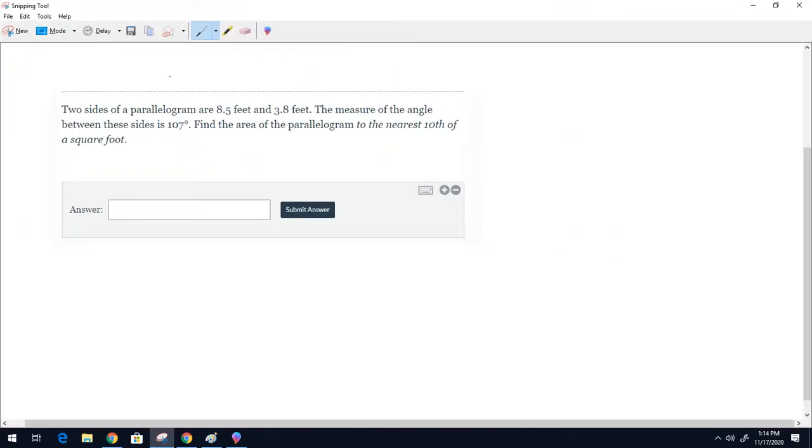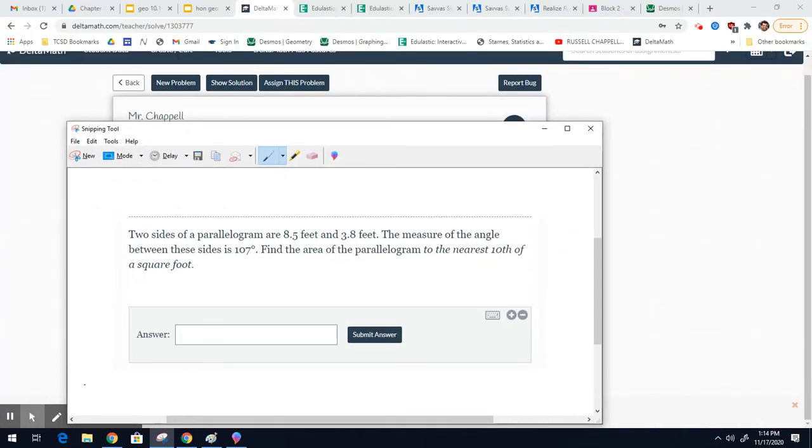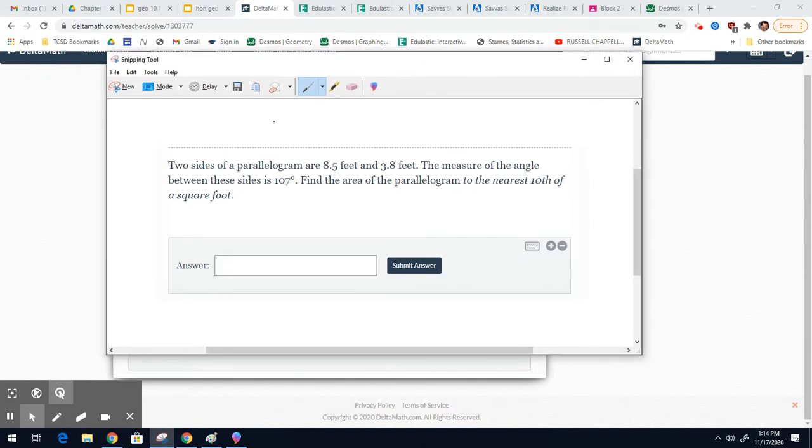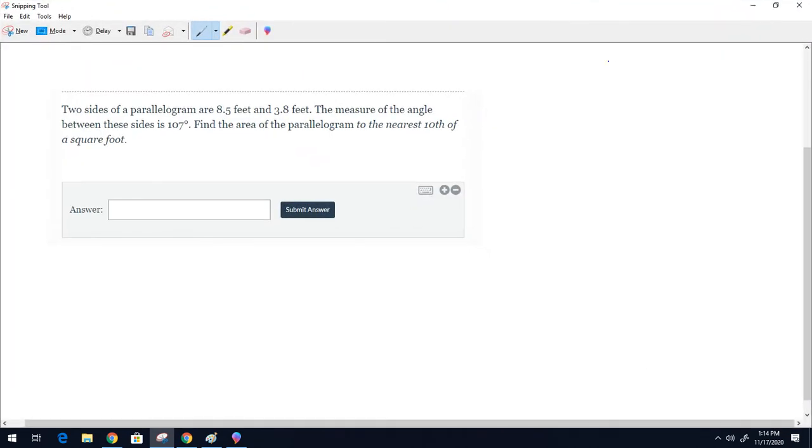Okay, geometry. So I have two problems from Delta Math to show you. You do have a couple basic trapezoid problems, but then you have a couple parallelogram problems, which are really good. So here we go. It says two sides of a parallelogram are 8.5 and 3.8 feet. The measure of an angle between these sides is 107. Find the area of the parallelogram to the nearest tenth of a square foot.